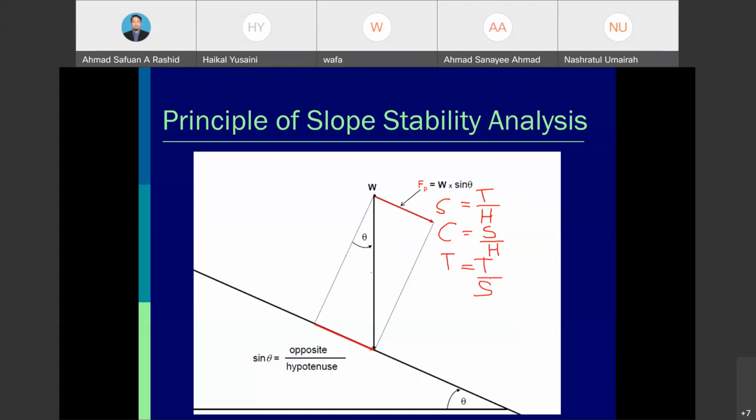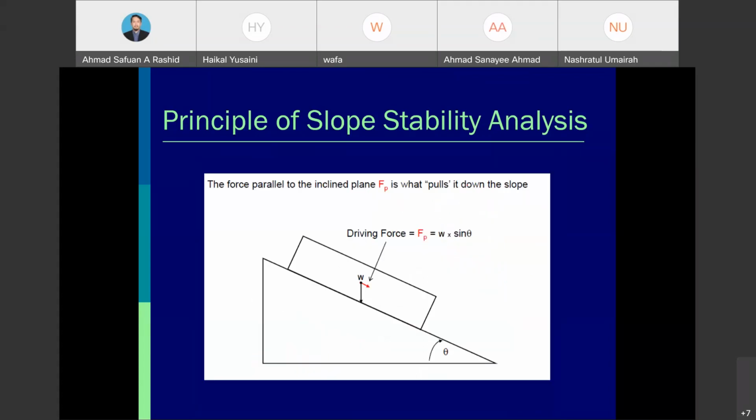So then we get W sine theta for the FP. The force parallel to the inclined plane, which is FP, is what pulls it down the slope. So we call it a driving force. If we refer to Bishop or Morgenstern and Price or any method of slices, they call it driving moments. So that is for the FP.